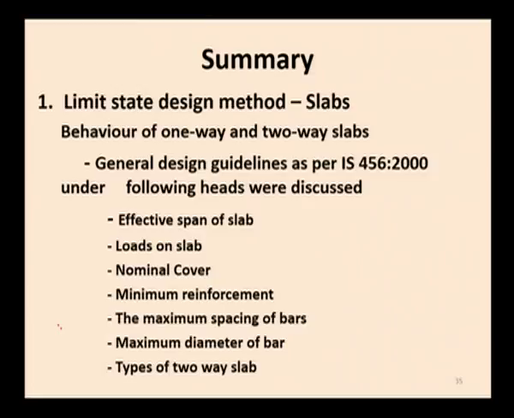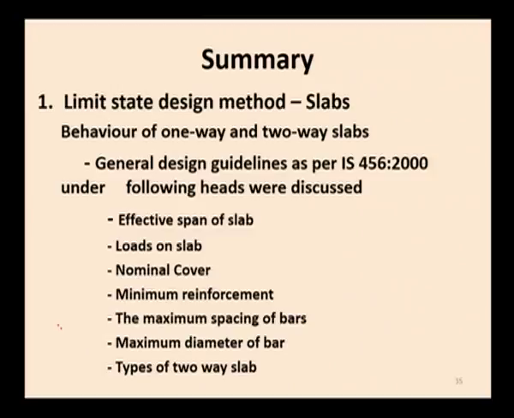Now, I summarize this lecture. In this lecture, we have seen in detail how to calculate the moment coefficient for finding the bending moment in the case of a two-way simply supported slab as well as a two-way restrained slab. Before finding this bending moment, we have seen the various factors. One is the effective span of the slab, how to find out the effective span, how to find the loads acting on the slab, and what nominal cover is to be used for the slab.